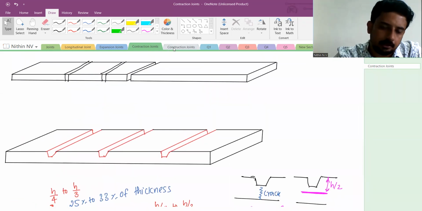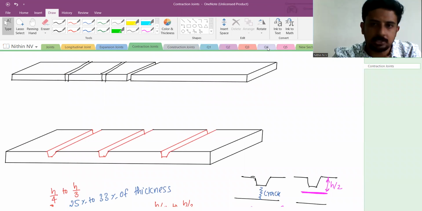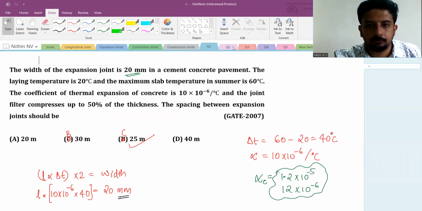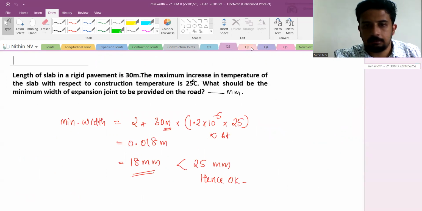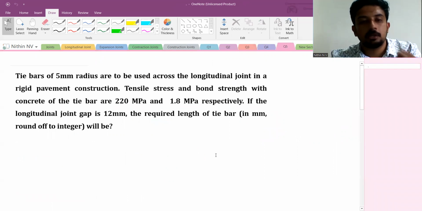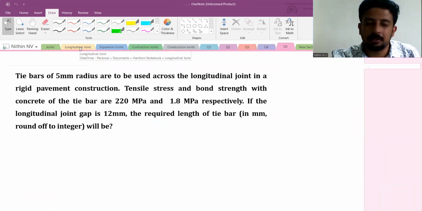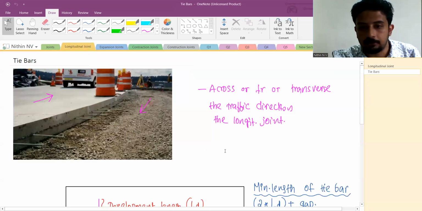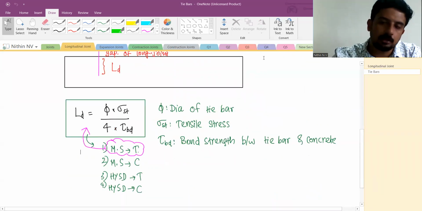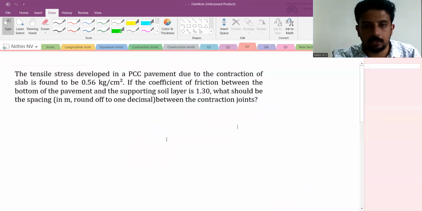Understood? Right. Now we can do the question. One second. This question we have done. The second question also we have done. This is the third question. I've already taken one question for this mild steel bar, I mean the tie bar also. We have already explained the equation here. There is another question here. We can come to that. Before that, let's solve this question.